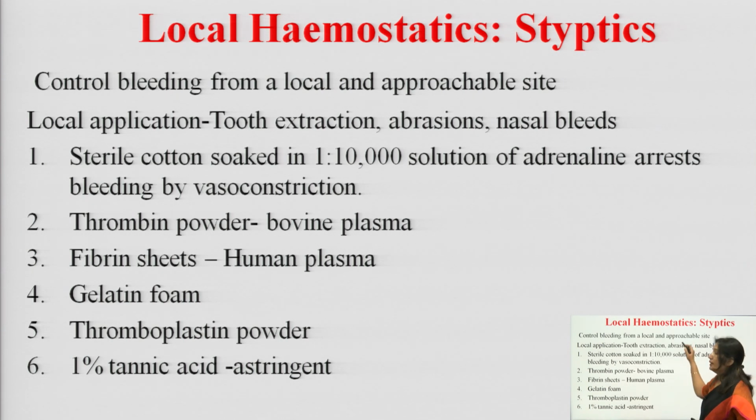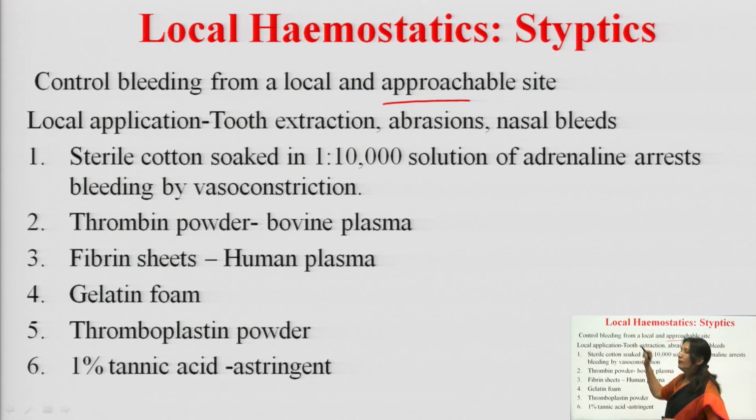These are the coagulants that we can use locally and at approachable sites. Local hemostatics are also known as styptics. They control bleeding from local and approachable sites. They are used during tooth extraction, abrasions and nasal bleeds.